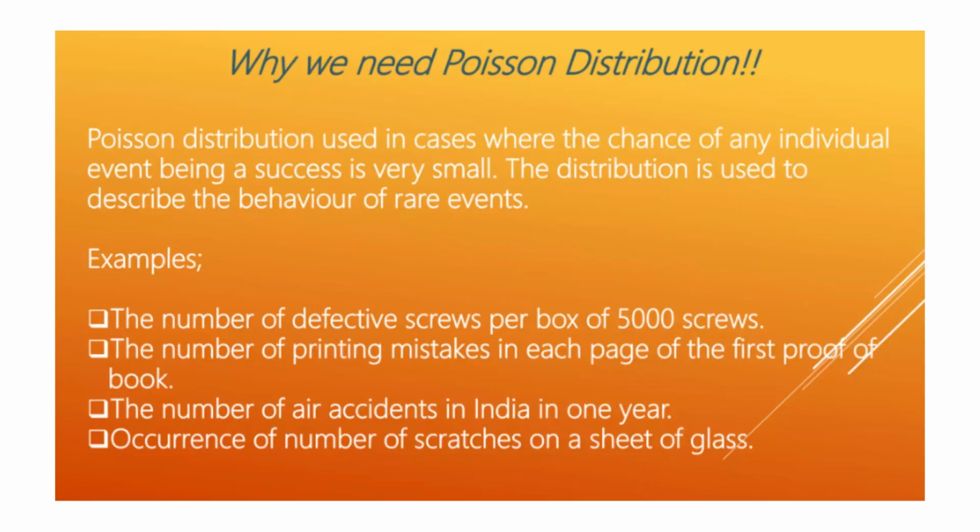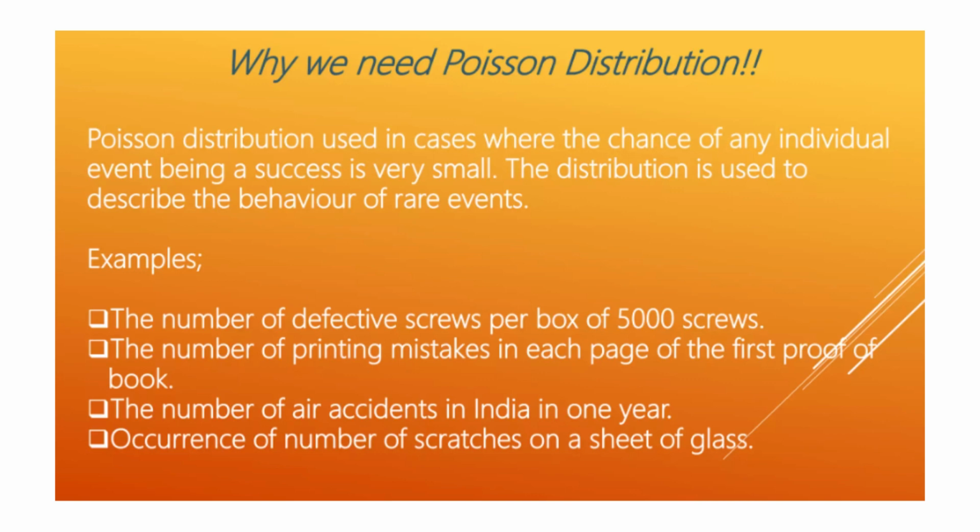Now, why do we need Poisson's distribution? Poisson's distribution is used in cases where the chance of any individual event being a success is very small. The distribution is used to describe the behavior of rare events.